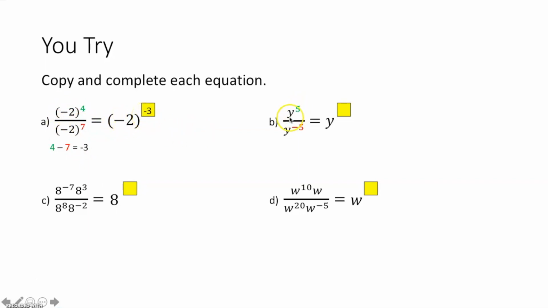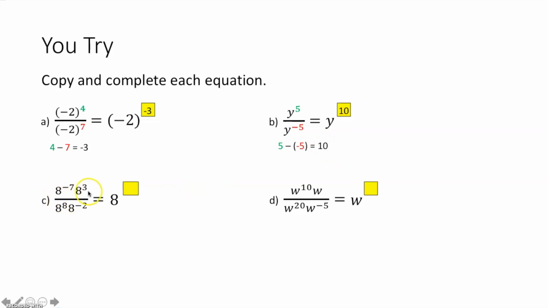Here we have y to the 5th over y to the negative 5th equals y to the what? Well, since you are dividing like bases, you subtract the exponents. Now, please don't just rush and put 0 here. You got to actually do it. What is 5 minus negative 5? That's the same thing as 5 plus positive 5, which is 10. So this becomes y to the 10th power.